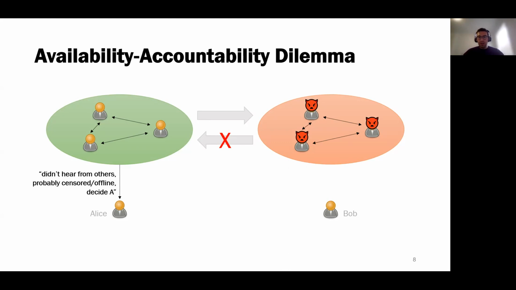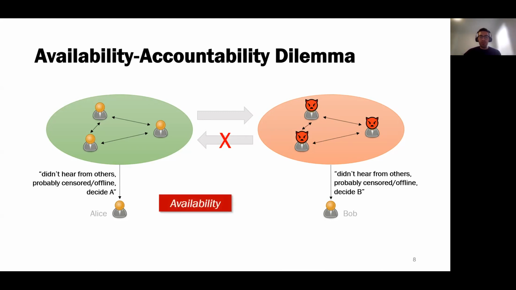On the other hand, upon contacting the validators, Bob will hear back from the adversarial ones. The adversarial validators will tell Bob they also did not hear back from the other validators, so all other validators must probably be also offline. These adversarial validators, however, would tell Bob to output B as the consensus decision.